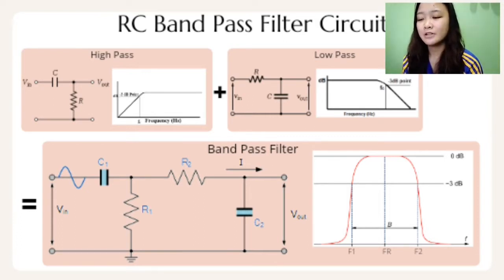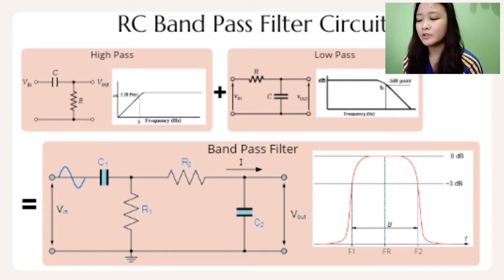The high-frequency signal will flow through the capacitor, going back to ground, so it will be filtered out by the capacitor. So, the low-frequency signal will flow to the output. Therefore, by combining a high-pass filter and a low-pass filter, we will get a bandpass filter.